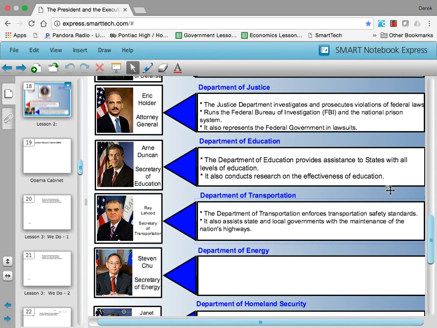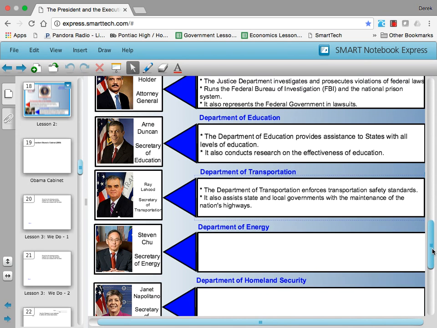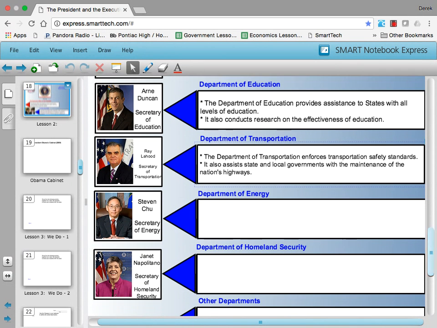The Department of Transportation enforces transportation safety standards, trying to make sure that our roads and highways and bridges and railroads and ports and all of these things are as safe as we can possibly make them. It also assists state and local governments with the maintenance of these things because sometimes the states simply can't do it. You might have an important highway that goes through a state but never really benefits that state in some way. The Department of Transportation is going to get into that state and try to help them out with those highways, make sure that they're well maintained without bankrupting a state that doesn't really benefit from it too much.